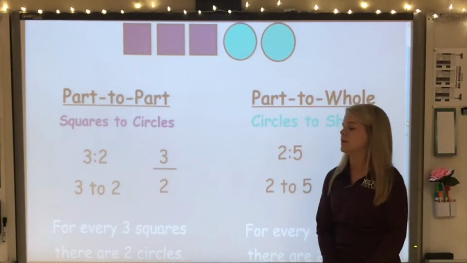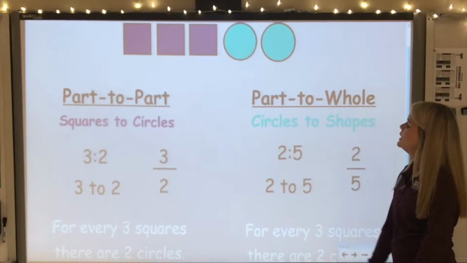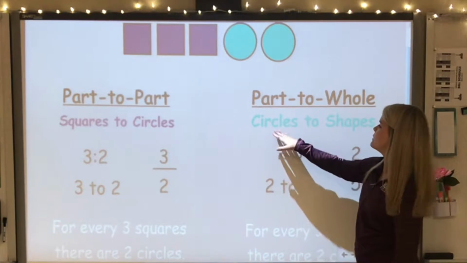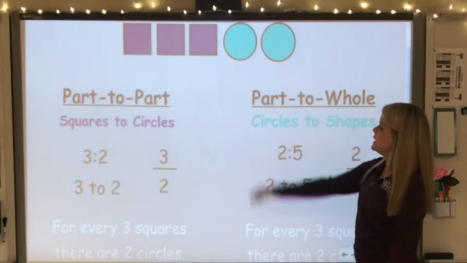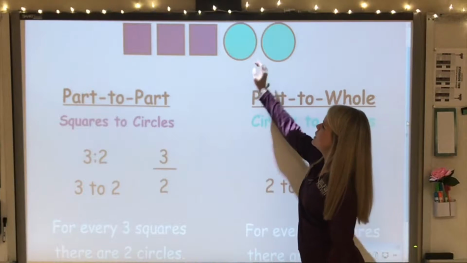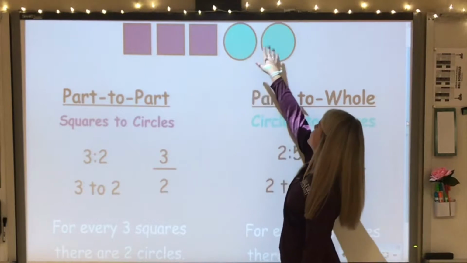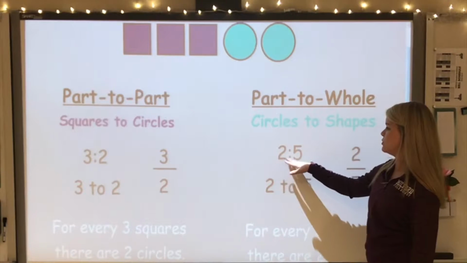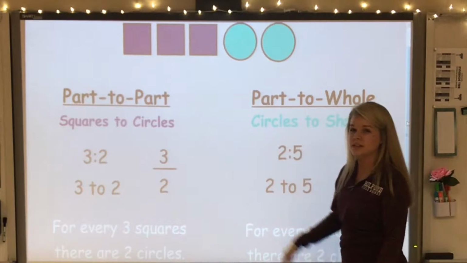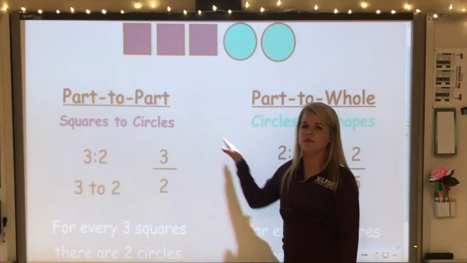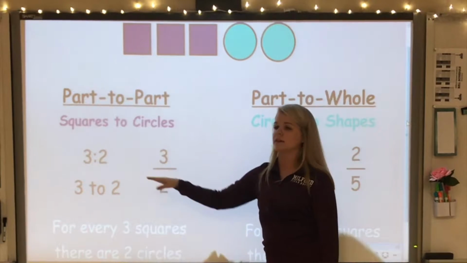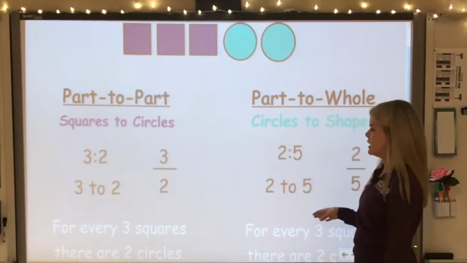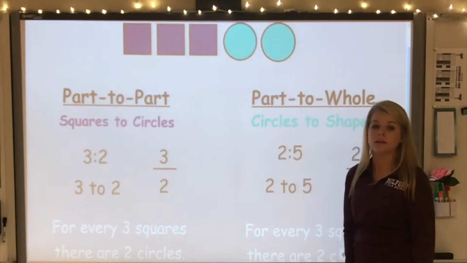Another comparison that we may use is a part to whole. For instance, in this comparison, we have circles to shapes. Now up here there are 2 circles to 1, 2, 3, 4, 5, 5 total shapes. So we would represent that 2 to 5. Now notice, even though these two are comparing 2 different things, we can represent the comparison in all of the same ways, just using the different number quantities.